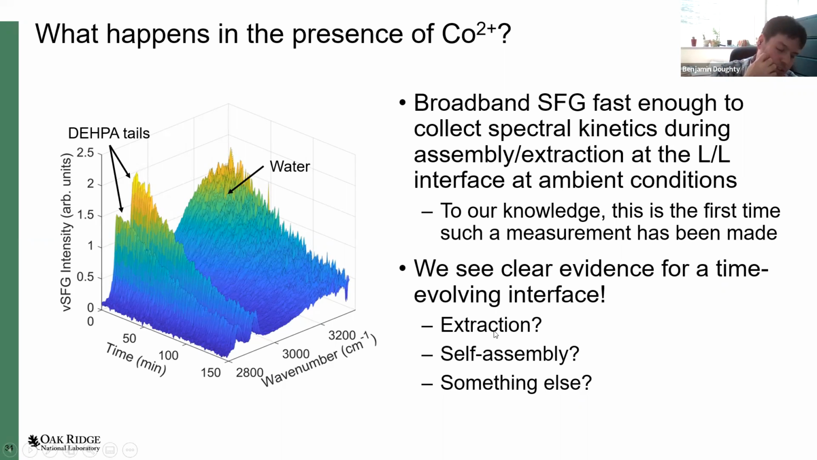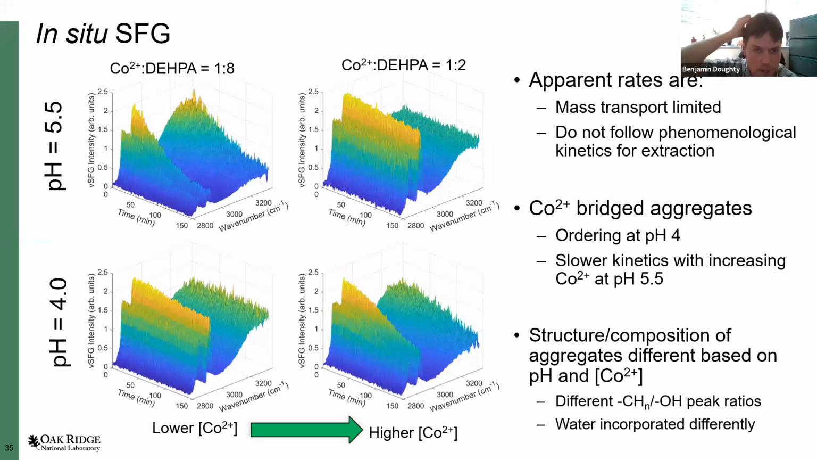So the first thing we expected was, well, this is extraction. This is great. Let's write a paper. But then, you start taking a closer look at it. It's like, well, it could be something else too. So we have to do some experiments, right? So we changed the concentration of cobalt to DEPA. So as you move from left to right, you go to higher amounts of cobalt. And we changed the pH. So a few things jump out here first, right? So the rates are different depending on what you look at.